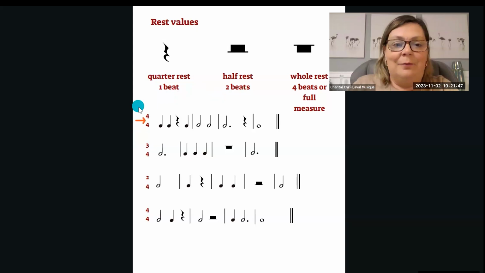Sorry, I'm getting over a bit of bronchitis, so hopefully I can get through this class without coughing like I did. My brain was out in the last class.